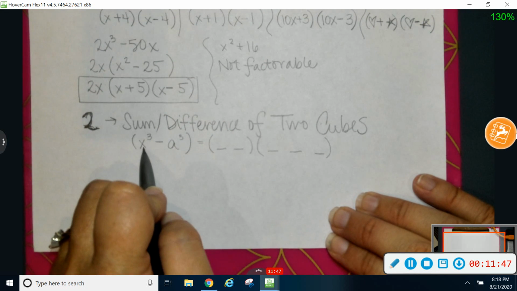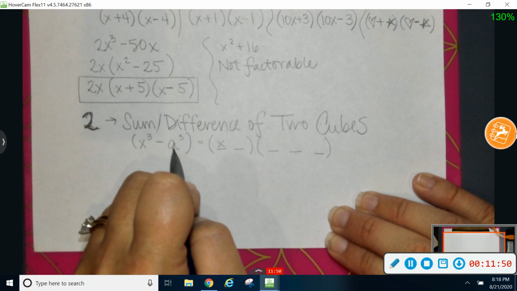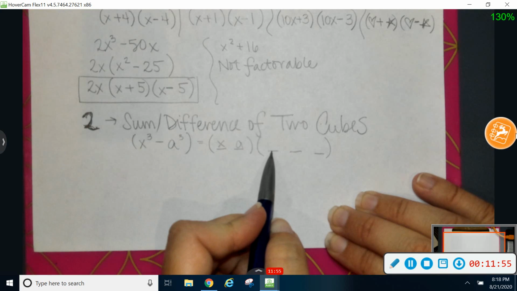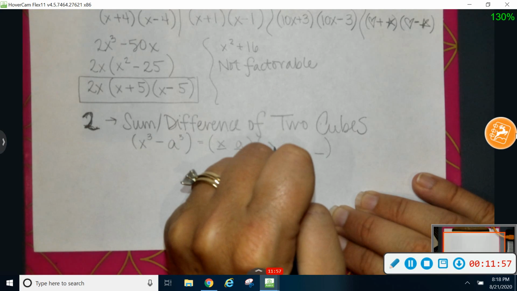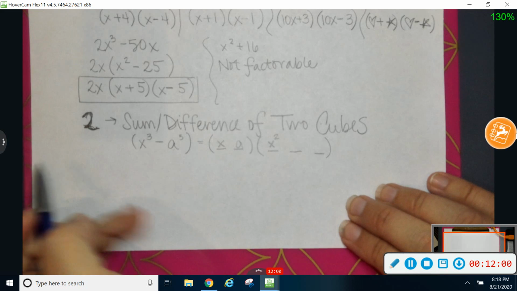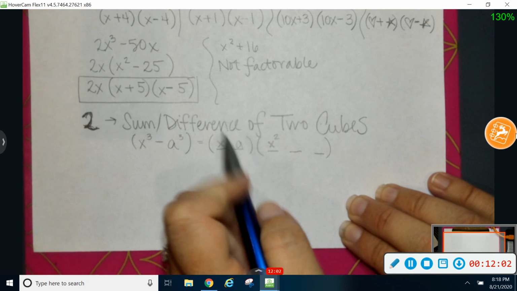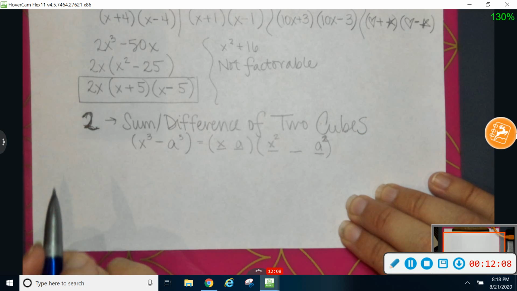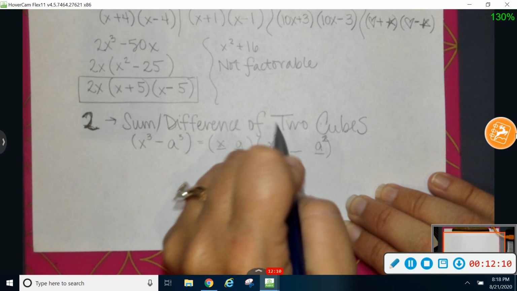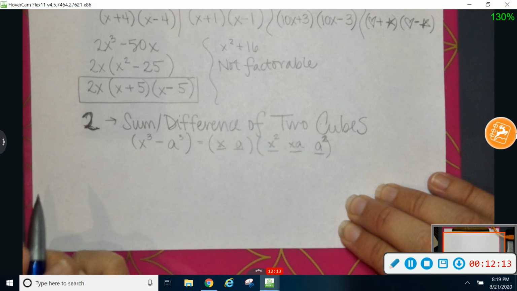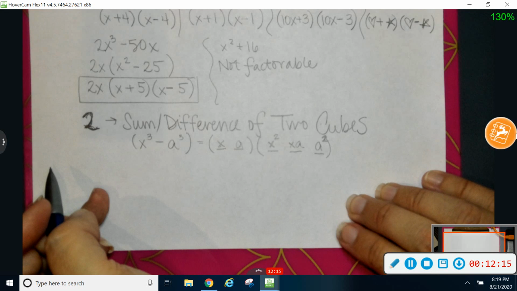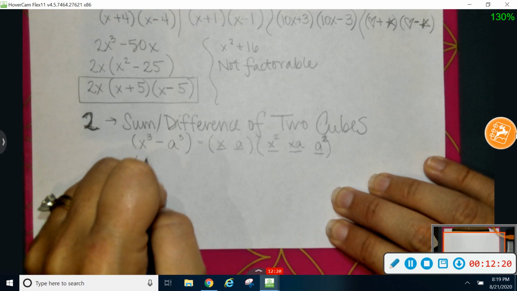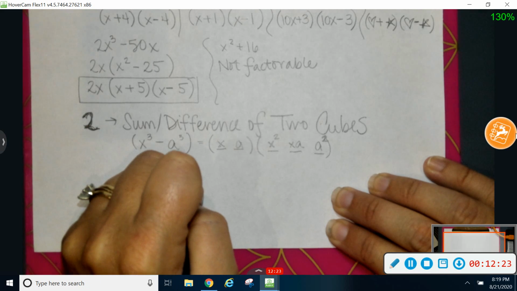The first term comes from the cube root of the front, x, the cube root of the back, a. The front term here comes from the front term squared, so x squared. The term in the back comes from our second root squared, so a squared. And the middle comes from multiplying these 2 together, so I'm going to get an x times a inside. I'm going to do signs in just a second, but let's go ahead and do our sum.